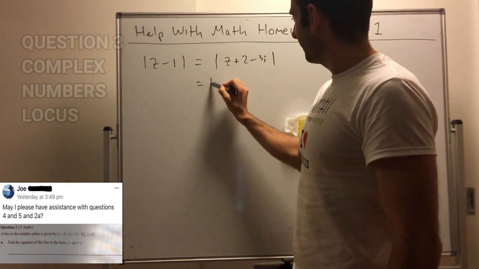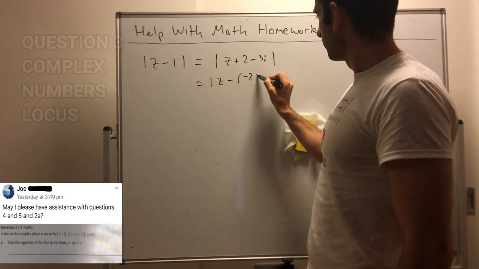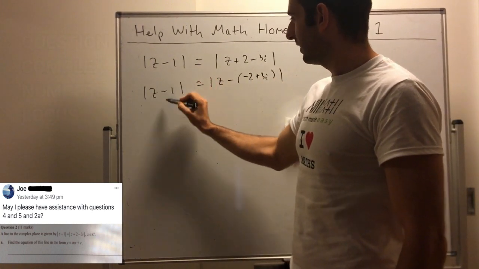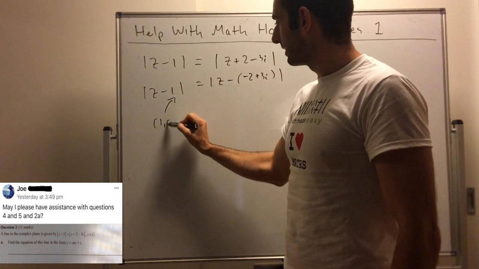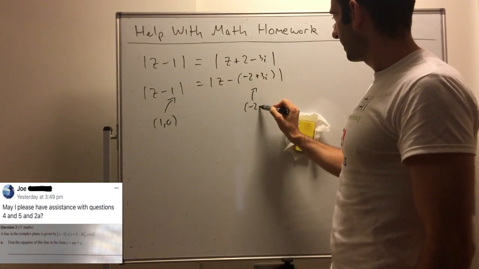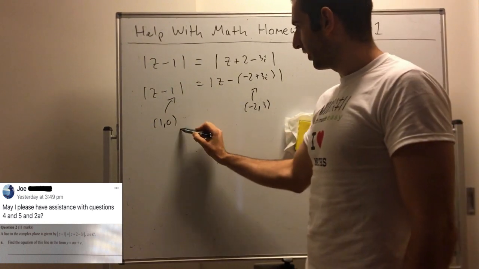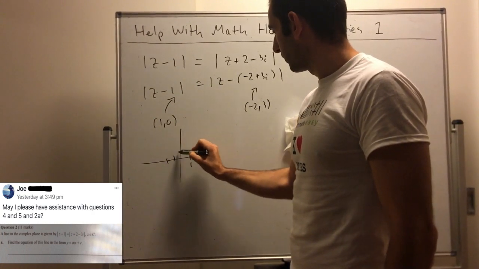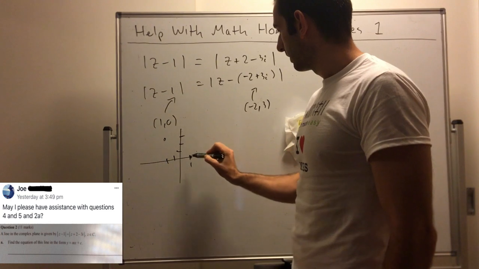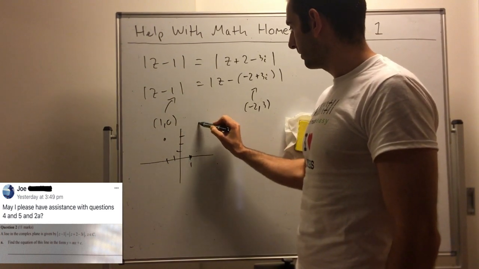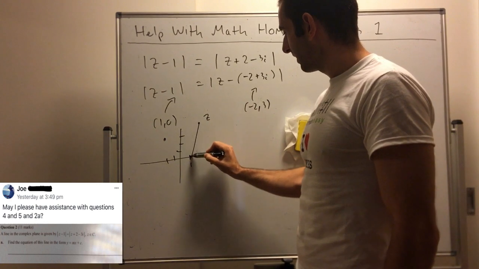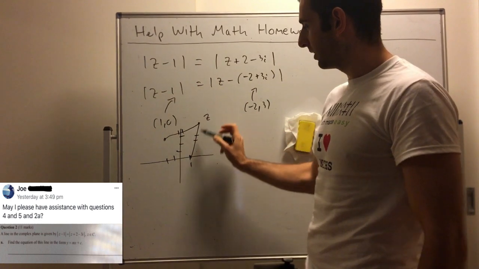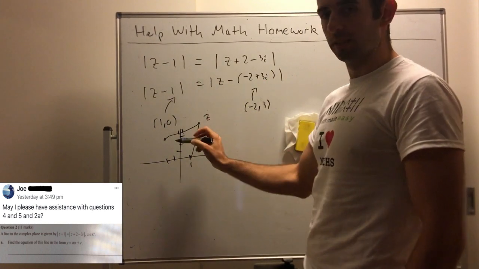Let's rewrite this in point form, right? So if you notice here, this is the point 1, 0. This is the point negative 2, 3. So what this locus is saying, if I plot 1, 0 and then negative 2, 3, is that Z is some point here such that these distances are equal, right? Distance between Z and 1 is equal to the distance between Z and this point.